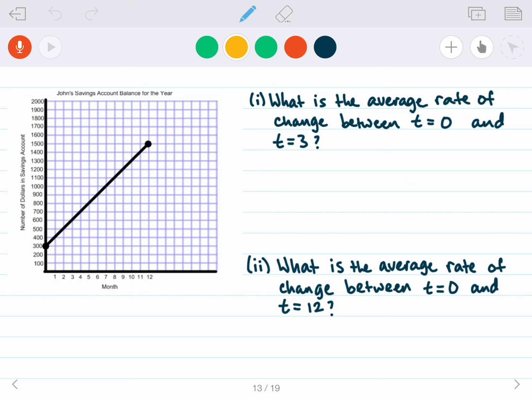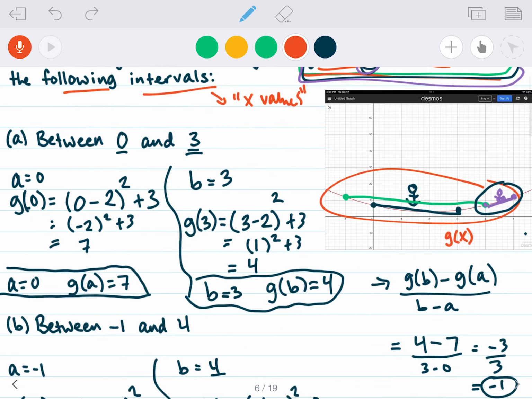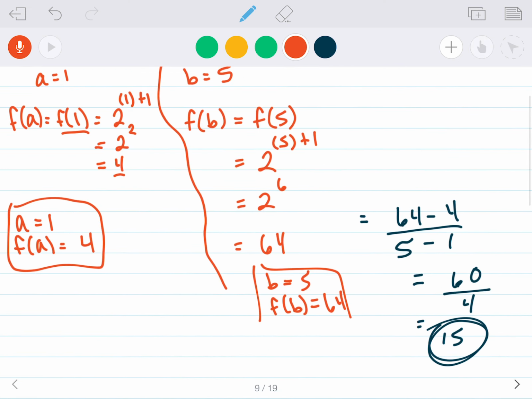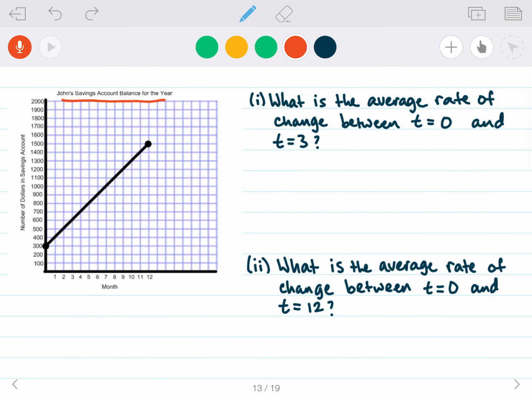All right, let's check this out. So now we have a savings account balance, and it looks like the way that this person saved is pretty equal every month. That's what this line is telling us here. The first situation we had, this person saving, not so much because the lines kind of varied, like the steepness varied, but this guy is saving in an equal kind of manner. What is the average rate of change between 0 and 3 months?